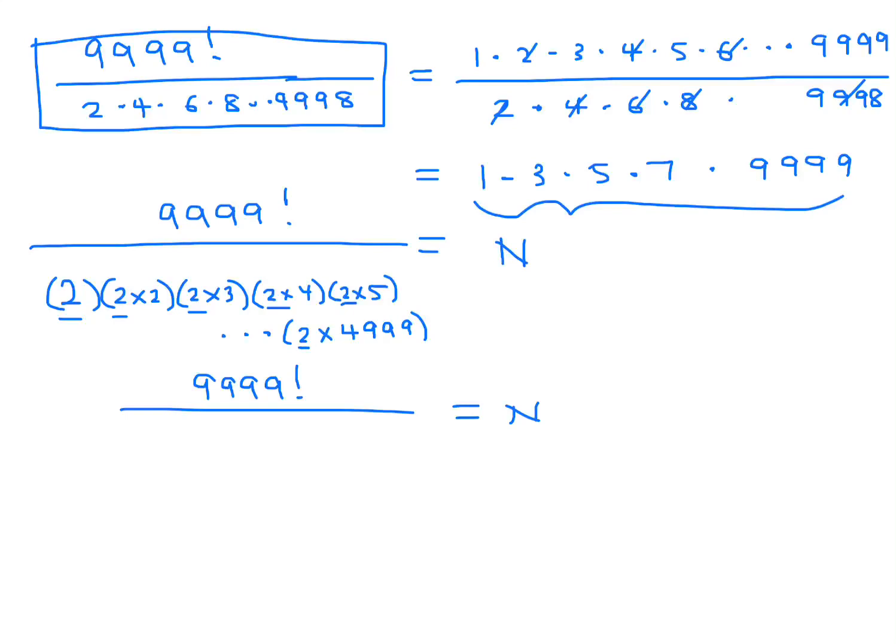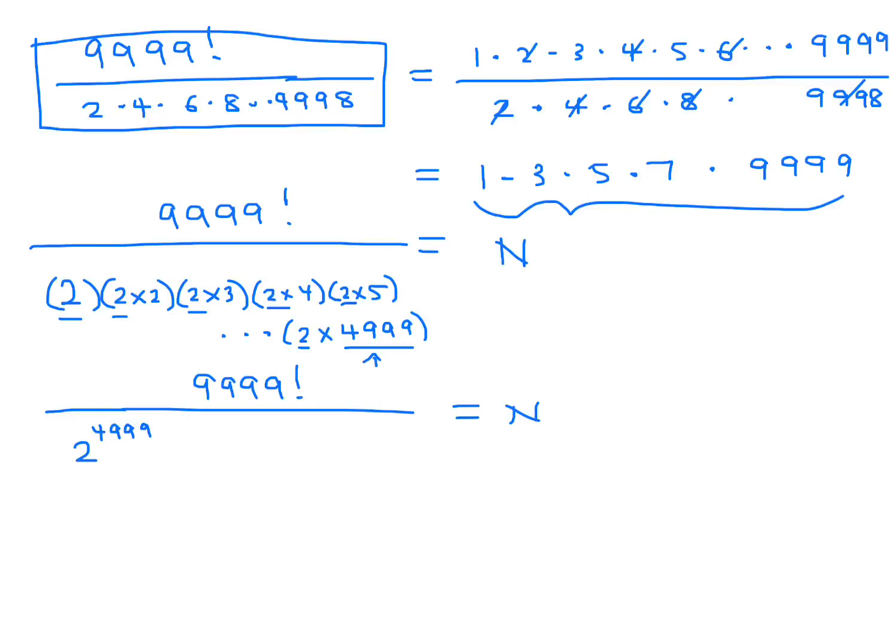How many 2's am I going to take out? I'm taking out a 2 from each bracket. How many brackets are there? There's 4,999 of those, correct? So if I factor out a 2, I'm not factoring out just one 2. I'm factoring out a whole bunch of them, right? One 2 from each of these brackets, a total of 4,999 2's. So instead of writing 4,999 2's in a row, which would be crazy, I'm going to write it like this: 2 to the power of 4999.